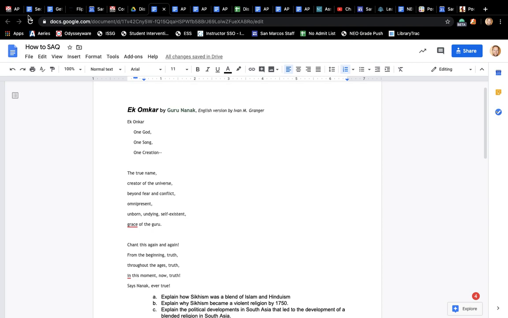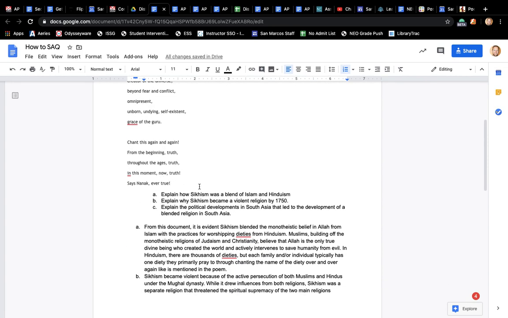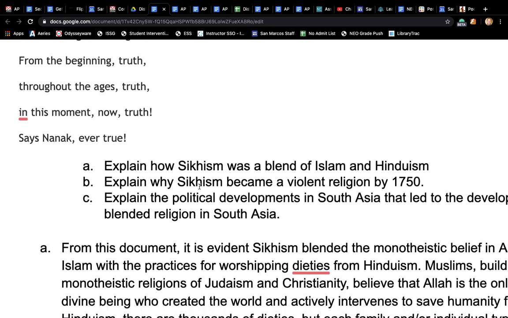But you can see here I've decided to use option number 2 for this week: explain how Sikhism was a blend of Islam and Hinduism. That should also have a period at the end of it. Explain why Sikhism became a violent religion by 1750, and then explain the developments in South Asia that led to the development of a blended religion in South Asia.